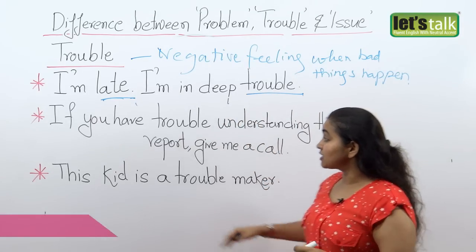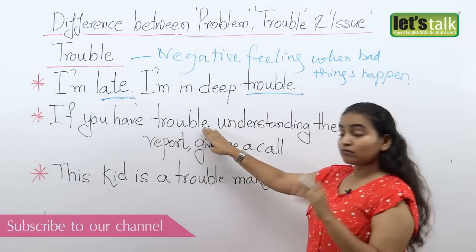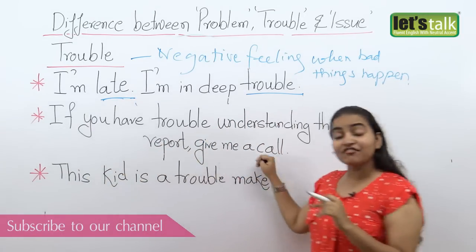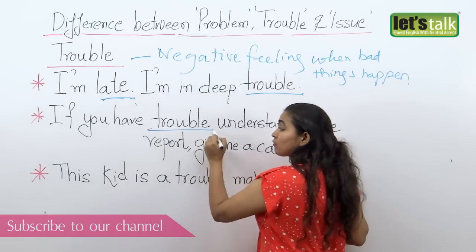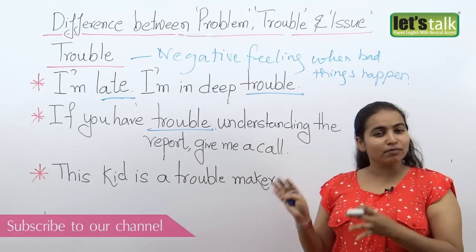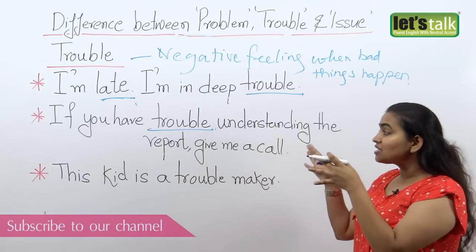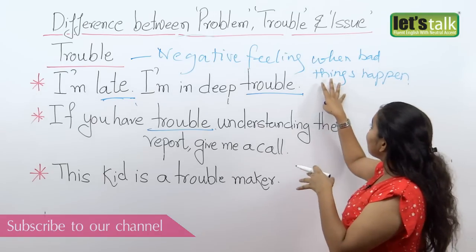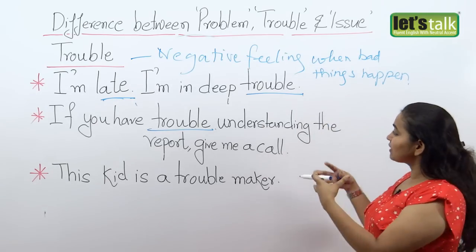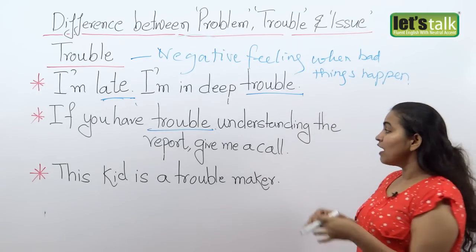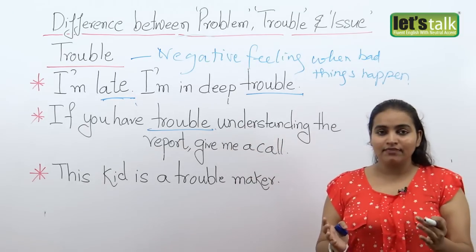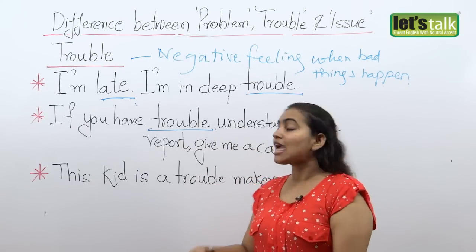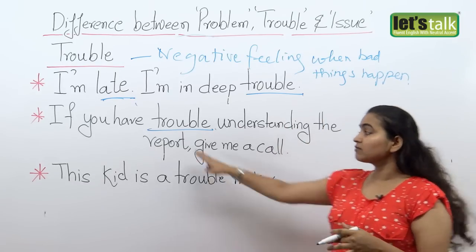Let's look at the other sentence. It says, if you have trouble understanding the report, give me a call. I wouldn't really use the word problem or issue out here. I would say trouble again because I'm talking about a bad thing happening or something that is not in my favor. If I don't understand a report, that does not really go very well with me. That brings about a negative feeling, and therefore I again use the word trouble.